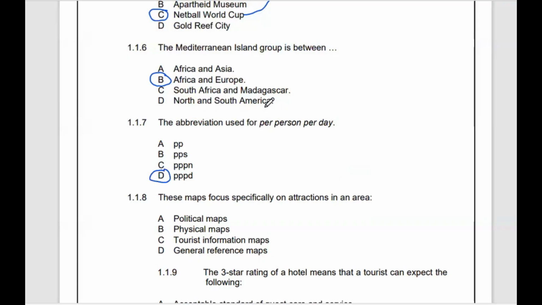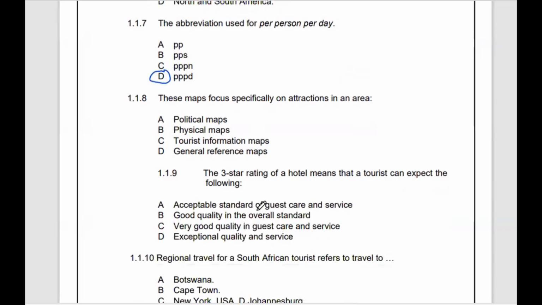The next question is also testing on the map work skill. These maps focus specifically on attractions in an area. So the maps which focus specifically on attractions in an area are known as tourist information maps. So in this case, we are going to choose the letter C as our appropriate response to answer that particular question.